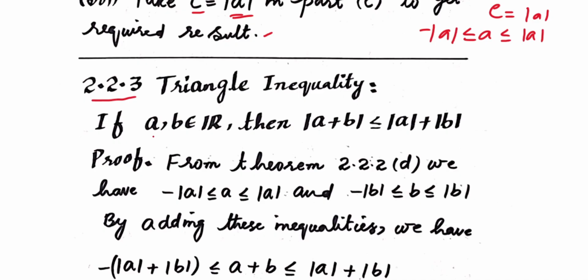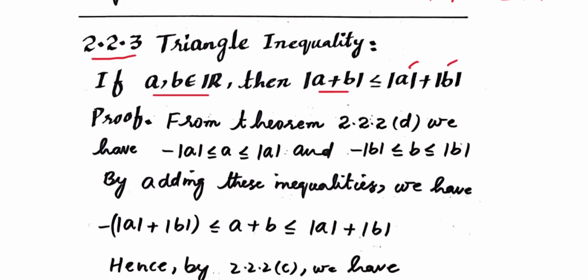If a and b are any two real numbers, then the triangle inequality says that the absolute value of a plus b is always less than or equal to the absolute value of a plus the absolute value of b. There are many proofs of the triangle inequality, but this is one of the best and the shortest way to prove this inequality.